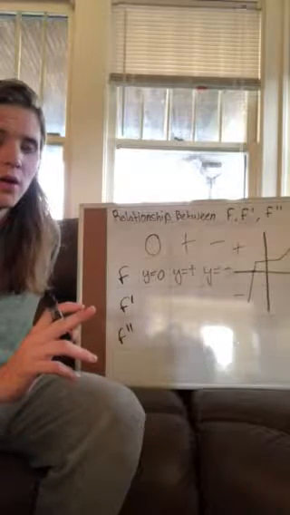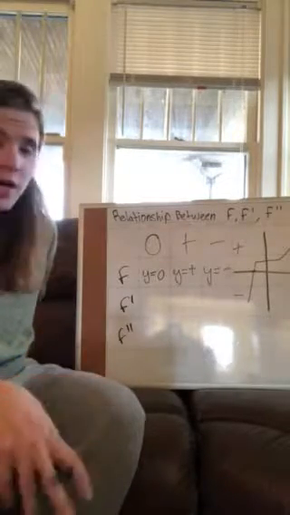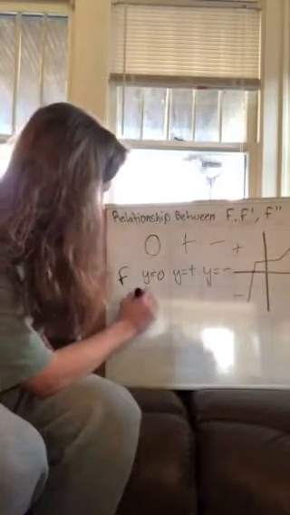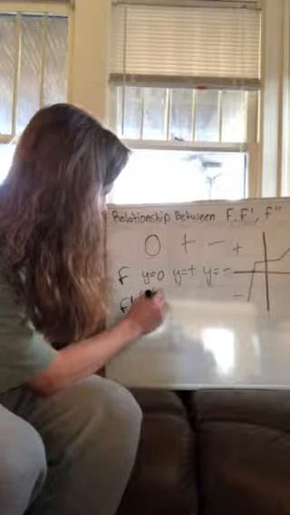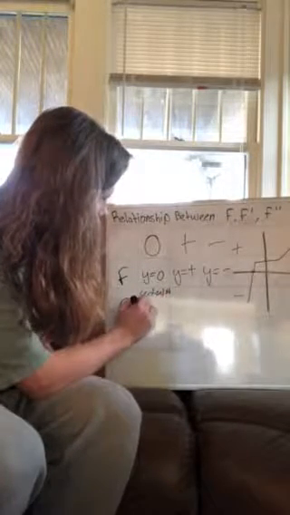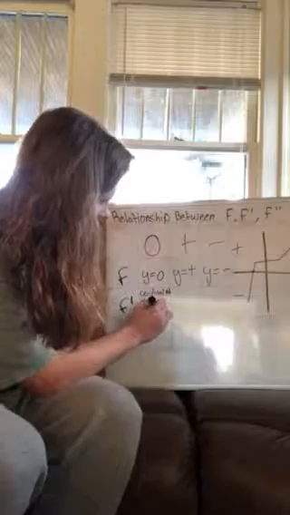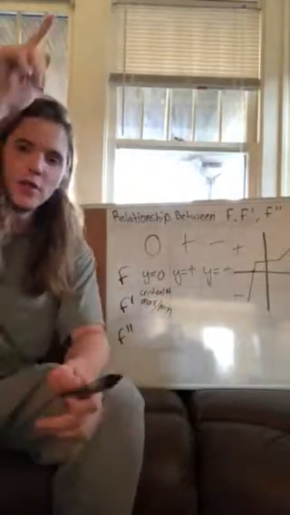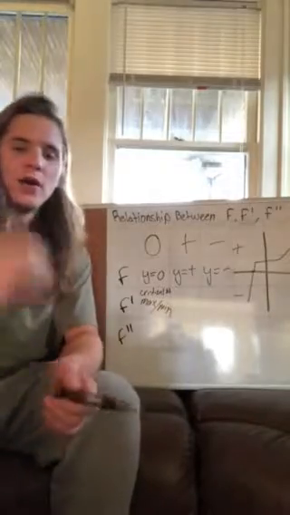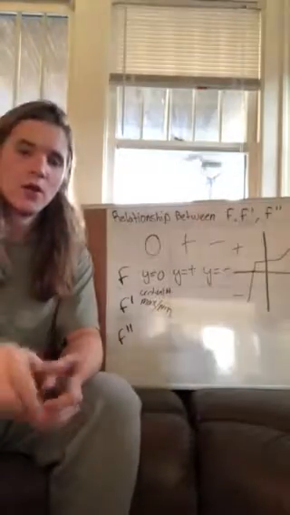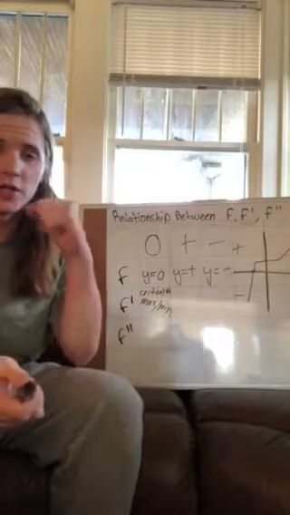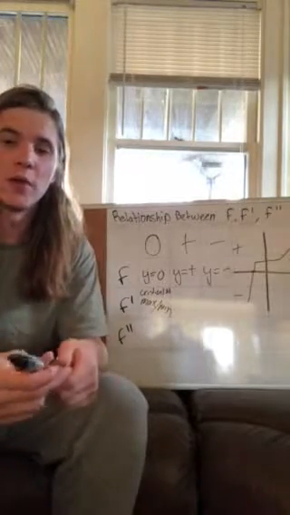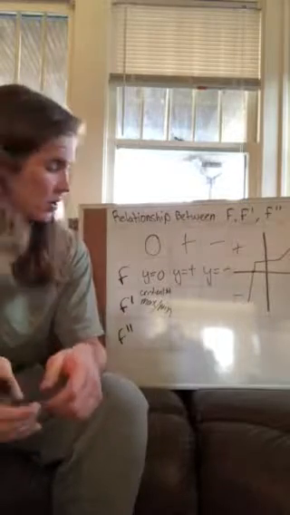When f prime is equal to 0, it means that it's either a critical number or a max or min. So if it's all the way down at the bottom or all the way up at the top, or the slope is not changing at that point, it would be equal to 0, and that would make your f prime equal to 0 as well.